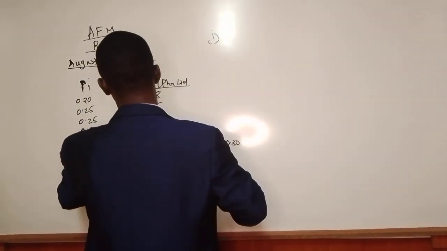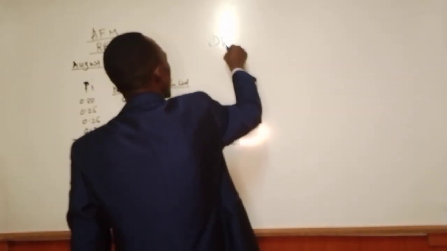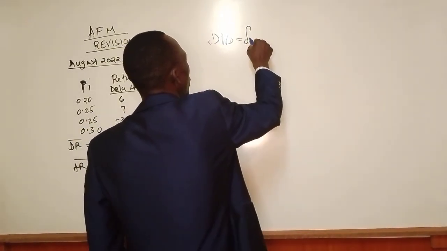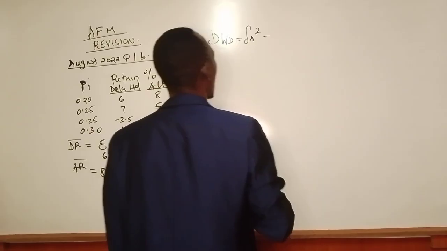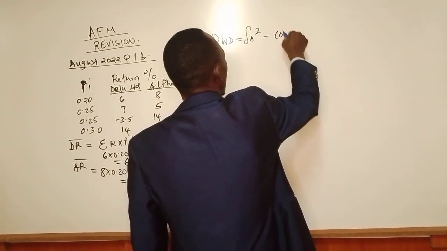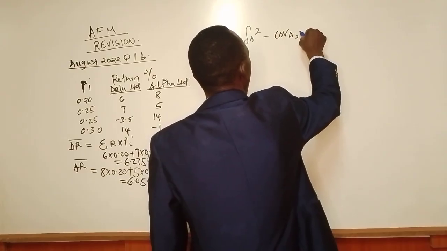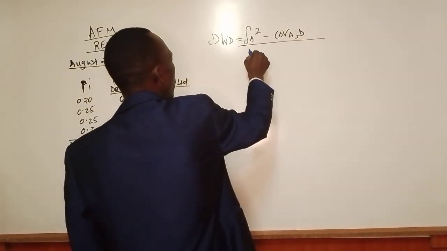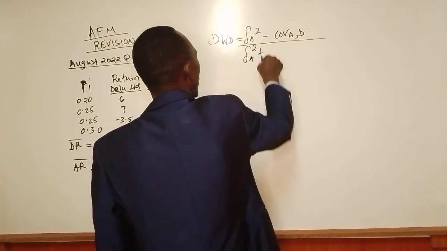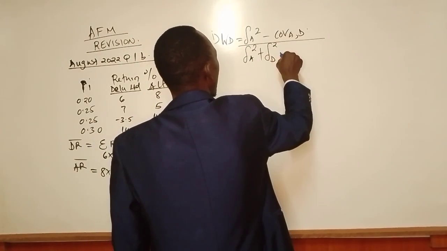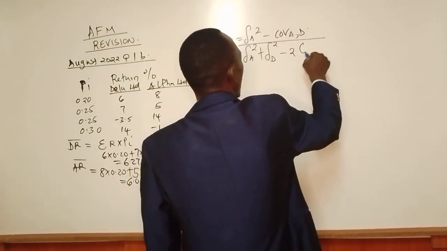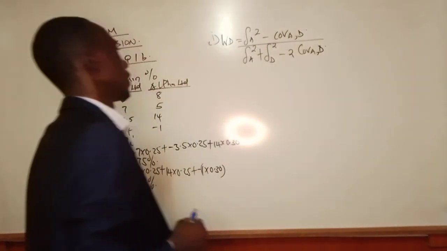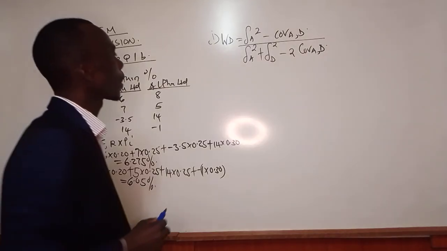For example, we have Dera Limited and Alpha Limited. If we want to get the weight of Dera Limited, it will be given by the standard deviation of A squared minus the covariance of A and D. Then from there you divide by the variance of A squared plus variance of D squared minus 2 covariance of A and D. So that is how we are going to compute that.